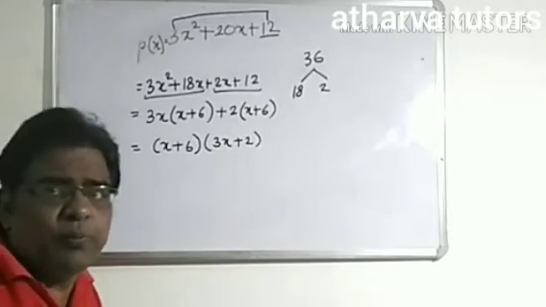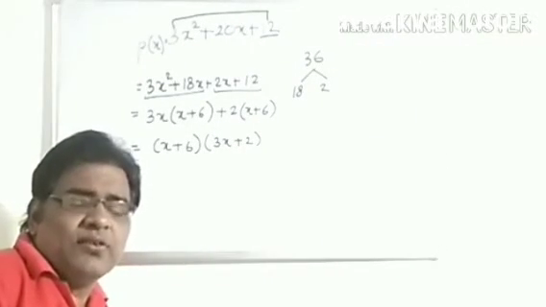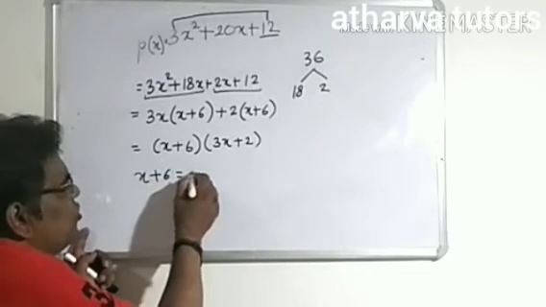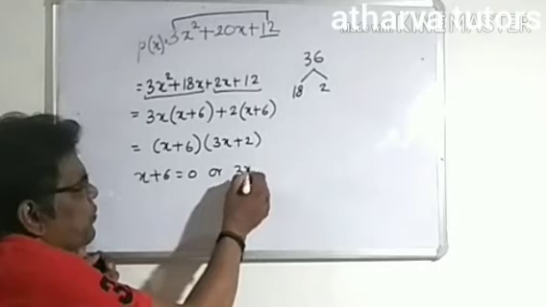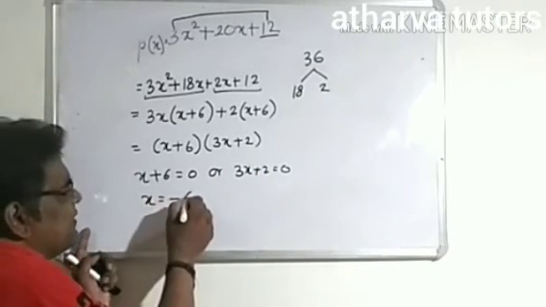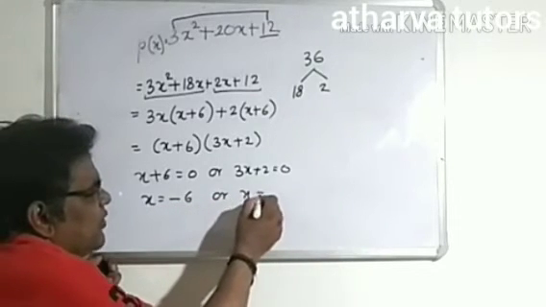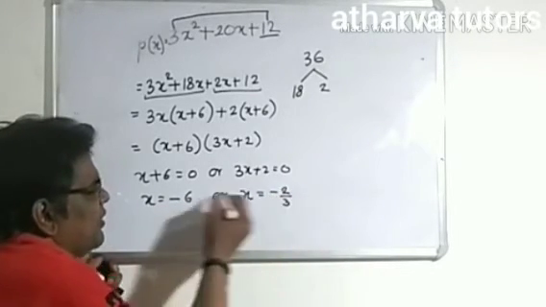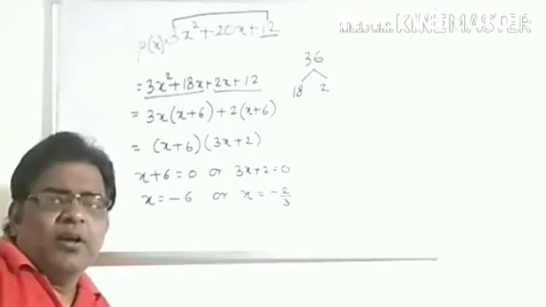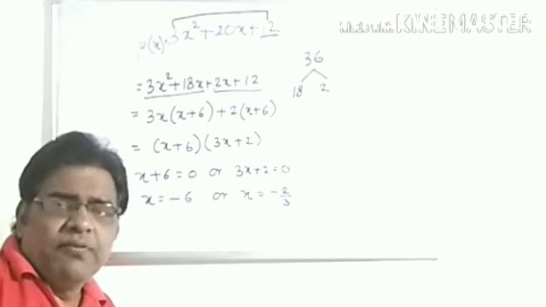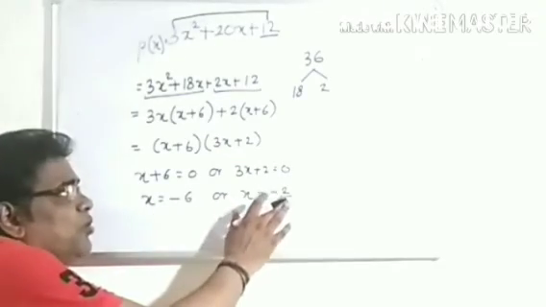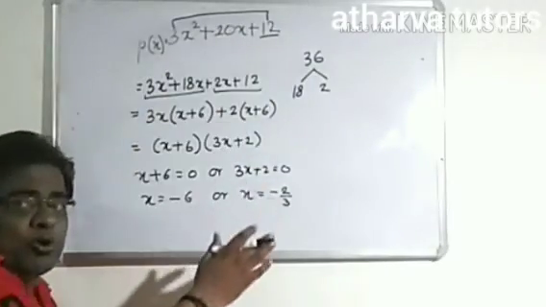Now to get the zeros of the polynomial, you have to equate this to 0. So you will have x plus 6 equals 0, or 3x plus 2 equals 0. So you will get x equals minus 6 or x equals minus 2 upon 3. These are the two zeros of the given quadratic polynomial. So first they had asked to find the zeros of the quadratic polynomial, and you found the zeros.